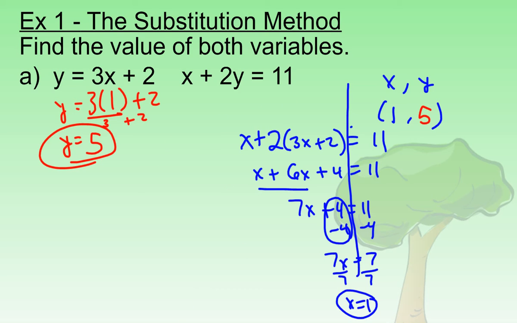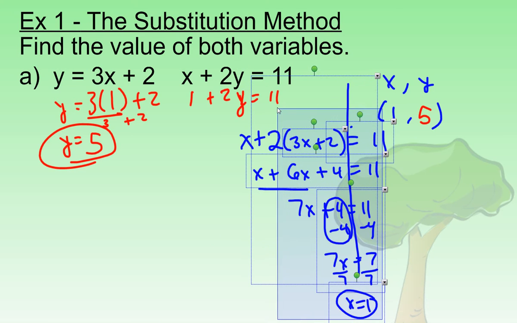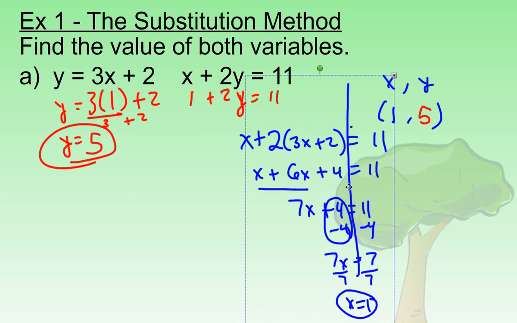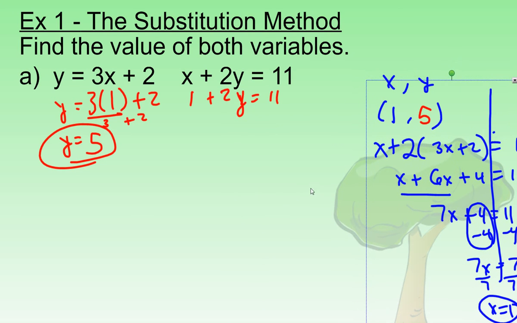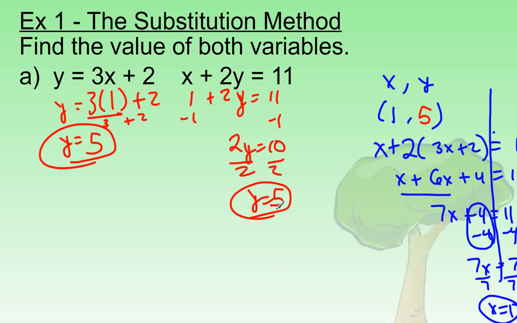So I'm going to plug in 1 here for x. And let's play pretend we don't know what the y is yet. Equals 11. If I solve for y and subtract 1, 2y equals 10. And look at that. Divide by 2, y still equals 5. We found a pair of numbers that makes both equations true.